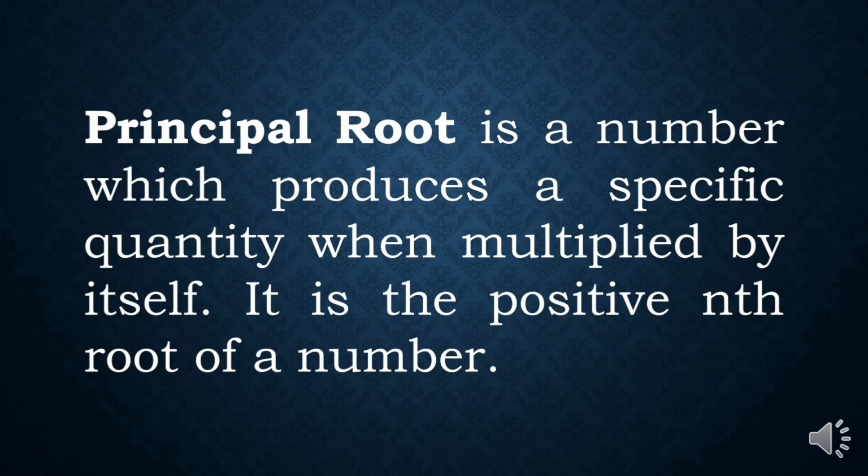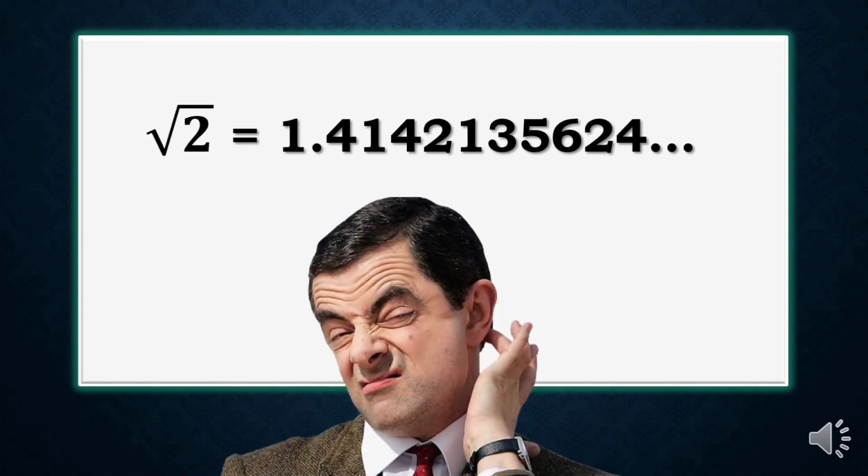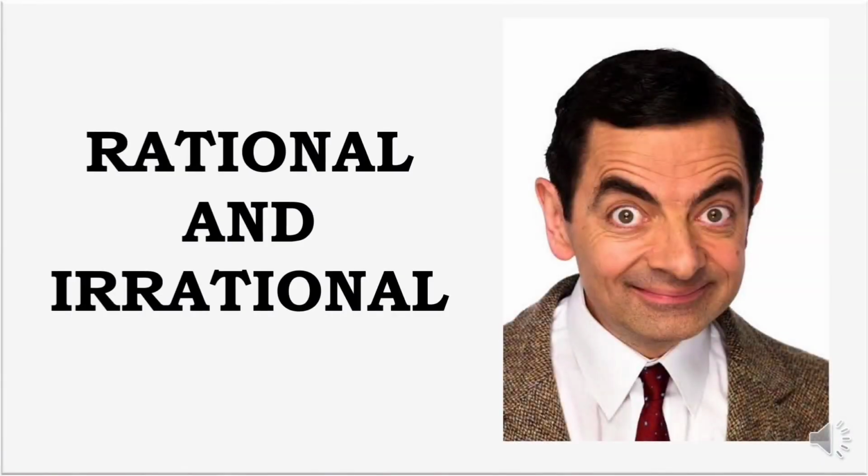Remember that a principal root is a number which produces a specific quantity when multiplied by itself. It is the positive nth root of a number. But what if you have this principal root? Here come the rational and irrational numbers.